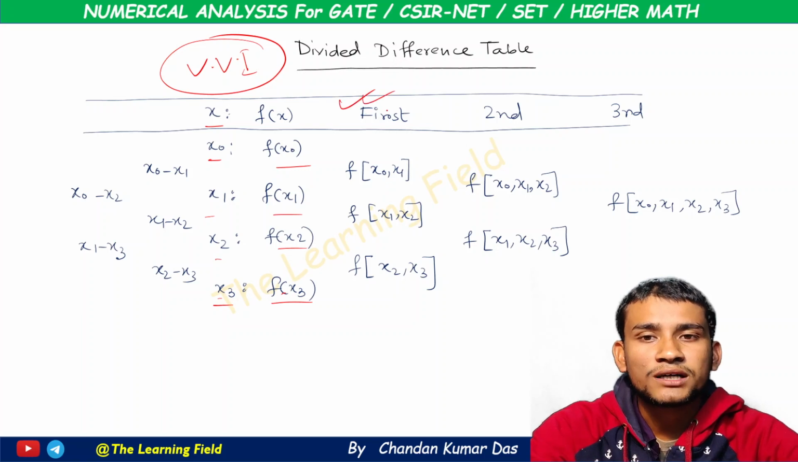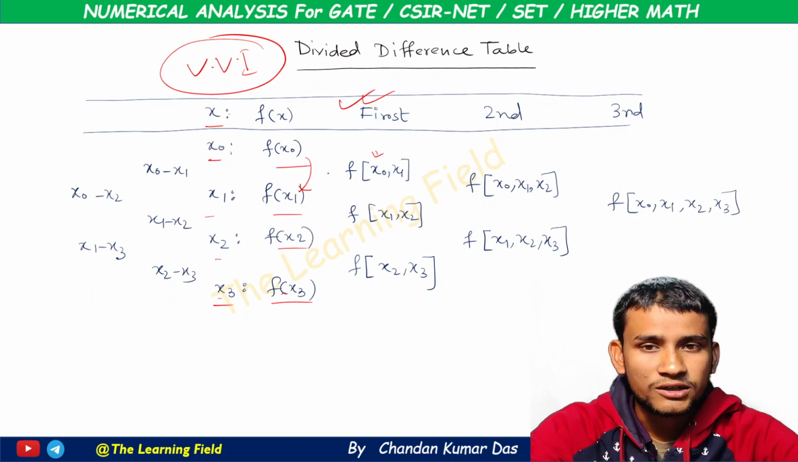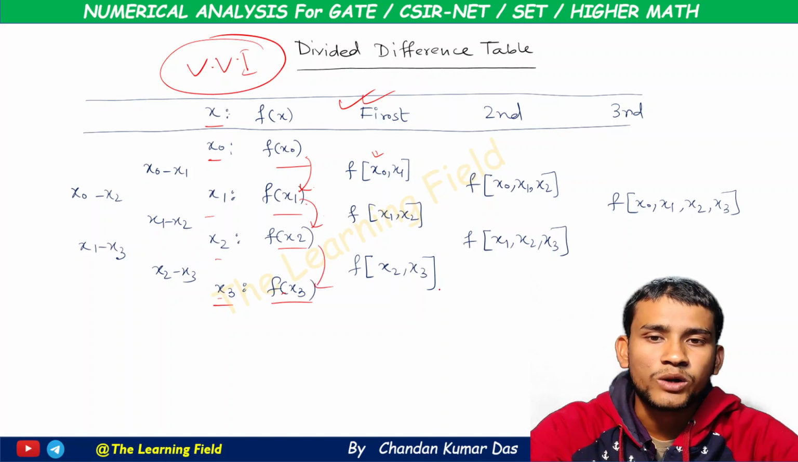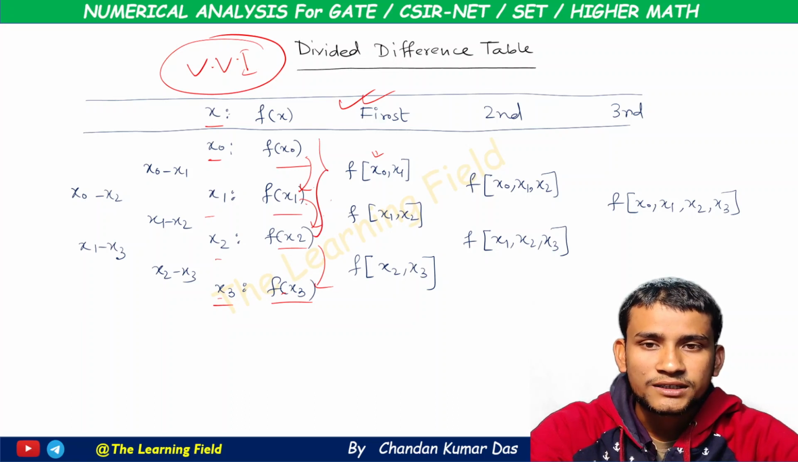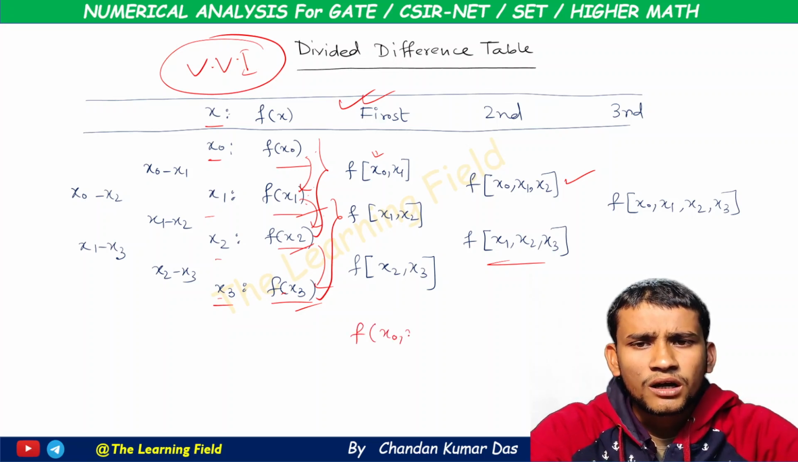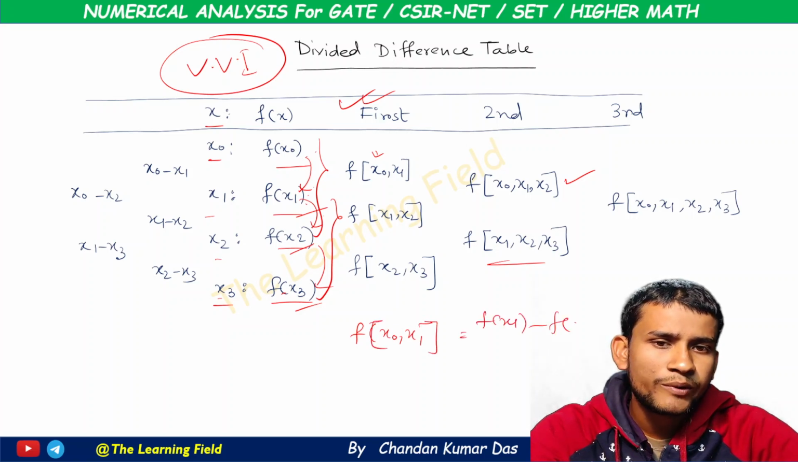Then the first one is the divided difference between these two. Okay, this is the first order divided difference. So this is equal to f of x0, x1, f of x1, x2, and f of x2, x3. And the next is in between these 3 points, taking these 3 points and these 3 points. Okay, so f of x0, x1, x2, this one, and then f of x1, x2, x3, this one. And f of x0, x1, we already defined this. This is equal to f of x1 minus f of x0 by x1 minus x0.